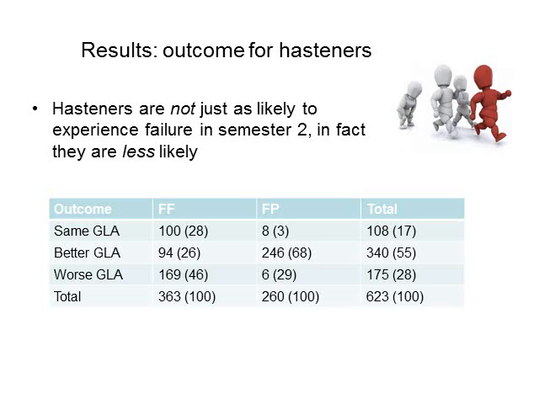You can see on this slide that some hasteners, 169 out of 623, not only failed at least one course in semester 2, but their GLA got worse as well. But on the whole, hasteners were actually not just as likely to experience failure in semester 2. In fact, they were less likely to. Indeed, a clear 55% of hasteners passed everything in semester 2 and improved their GLA.